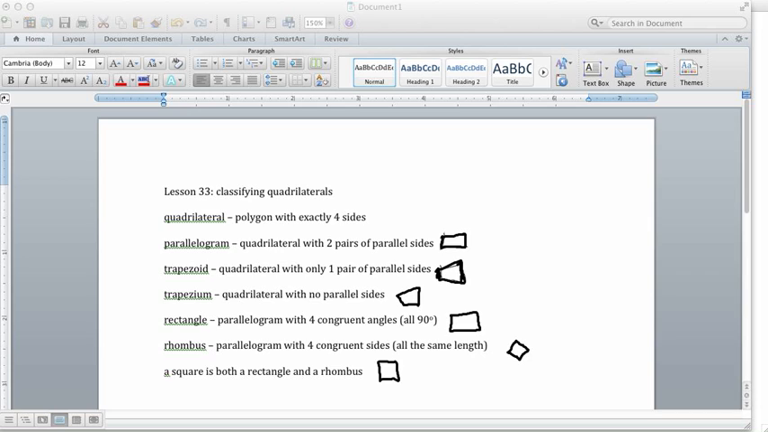A square is then both a rectangle and a rhombus, because a rectangle, or a square, excuse me, has 4 congruent angles that are all 90 degrees, and it has congruent sides. In a square, all sides are the same length. Okay, once you have these copied down, we'll go on to examples 1 and 2.